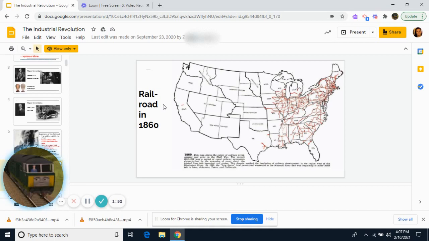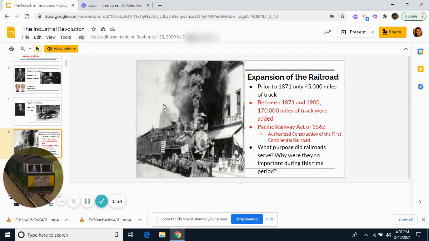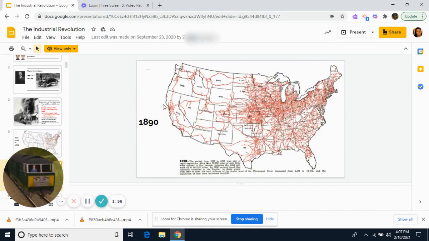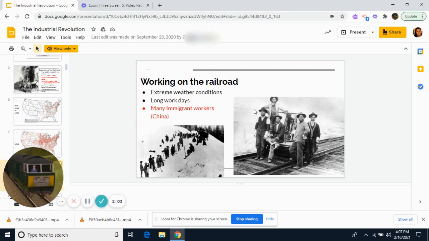This is the railroad in 1860. This is the railroad in 1890. This is how it spread all over. Working on the railroad meant extreme weather conditions, long work days, and many immigrant workers, including from China.